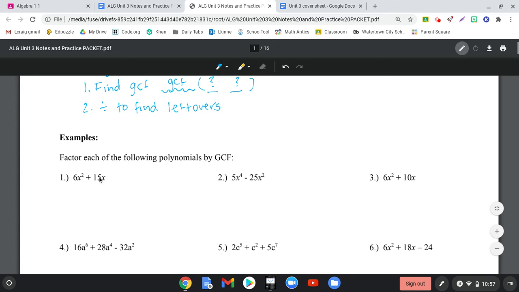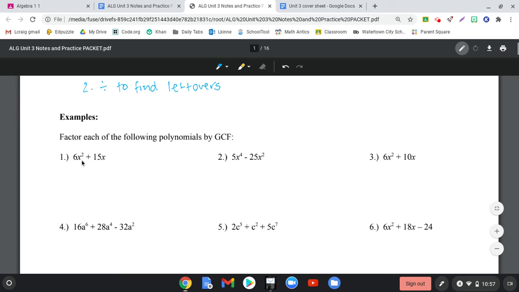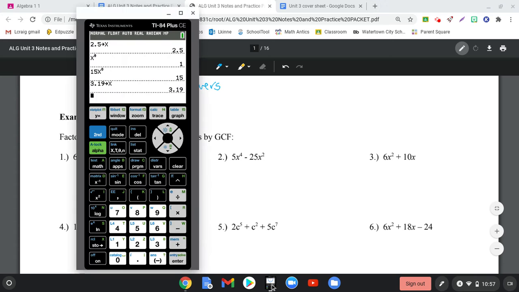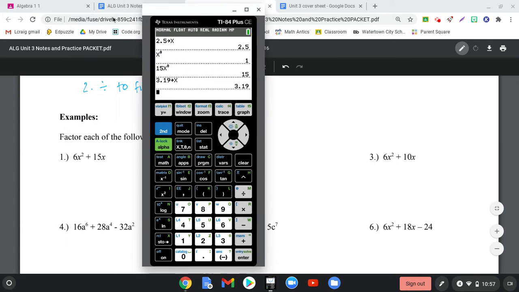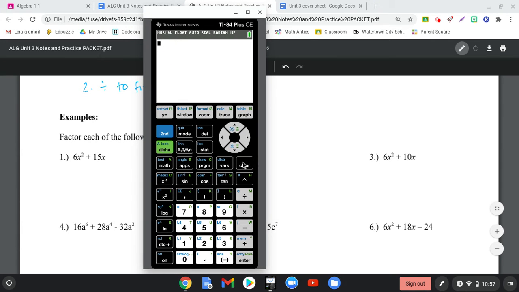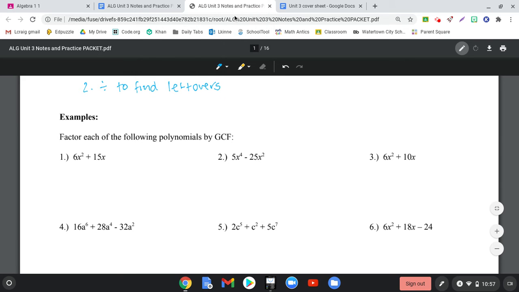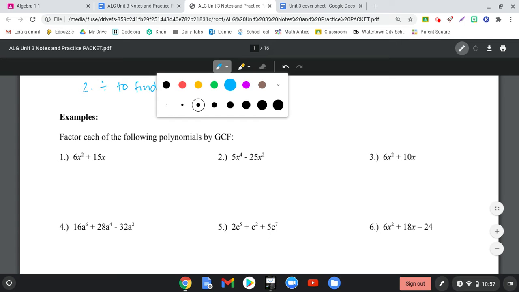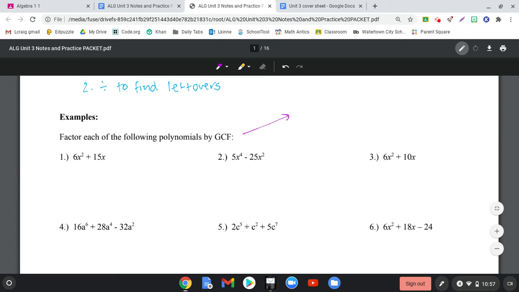Okay, so the first thing we want to do is find the GCF between our terms. We have a binomial right here, two terms. So think about the biggest number that goes into 6 and 15. You might be able to figure it out in your head. If not, remember we talked a bit about this yesterday. You can find it using your calculator. It's important that you write these down because you can use your notes on any of your quizzes.